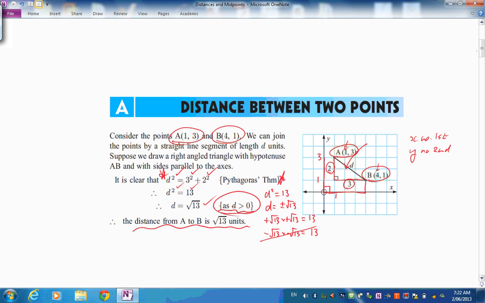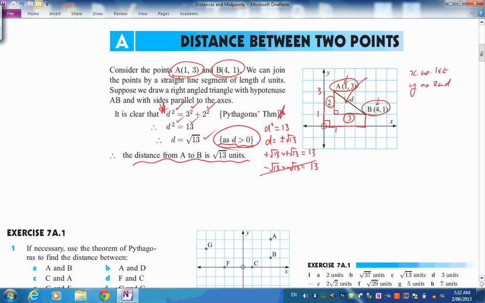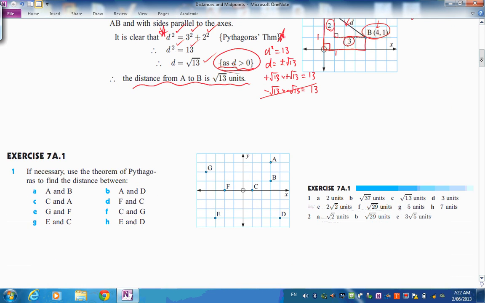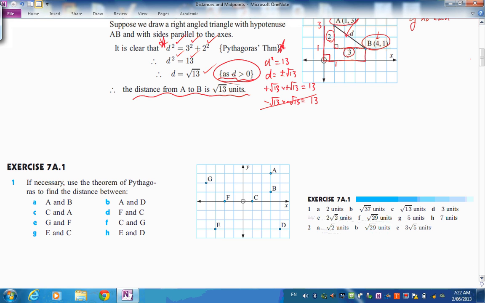Alright, let's go and do some together now. Here's the first little exercise, and we'll do the same sort of thing here. I'll do some with you and then leave you to do the rest. Here are the answers down here. So let's have a look at the length of AB. That's just a vertical line. We'll count the squares. It's 2 units.